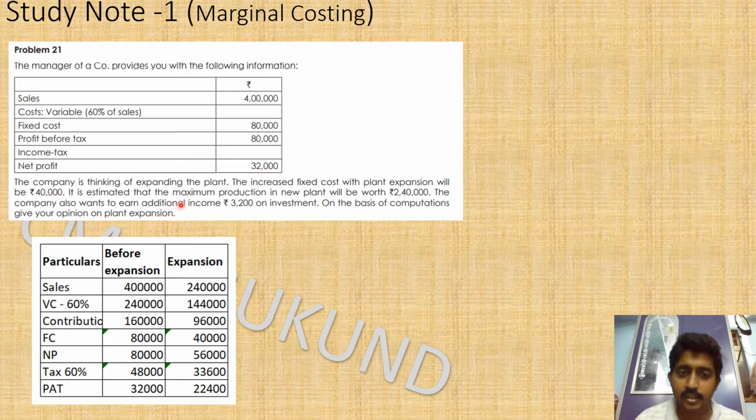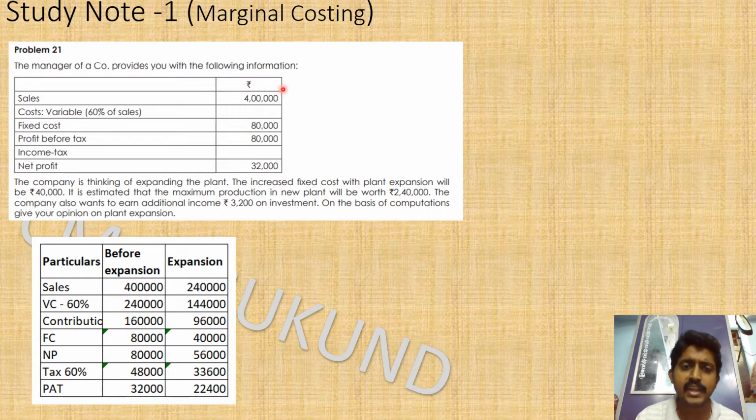It is estimated that the maximum production in the new plant will be worth 2.4 lakhs. The company also wants to earn an additional income of 3,200 on investment. How much investment they have not given, but from that investment they want to earn 3,200 rupees during that period. On the basis of this, give your opinion whether the plant expansion is good or not. So we have to say whether the expansion is good or not.